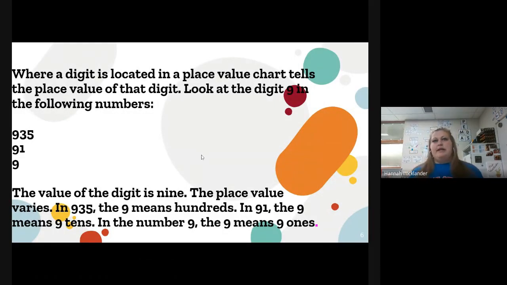Where a digit is located in a place value chart tells the place value of that digit. Look at the digit 9 in the following numbers: 935, 91, and 9. The value of the digit is 9, but the place value changes. So in 935, the 9 is in the hundreds spot, but in 91, the 9 is in the tens, and in the number 9, the 9 is in the ones. Does that make sense?